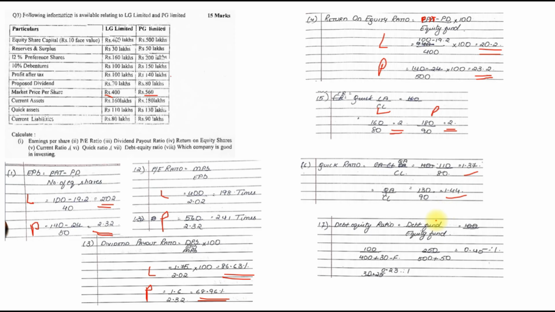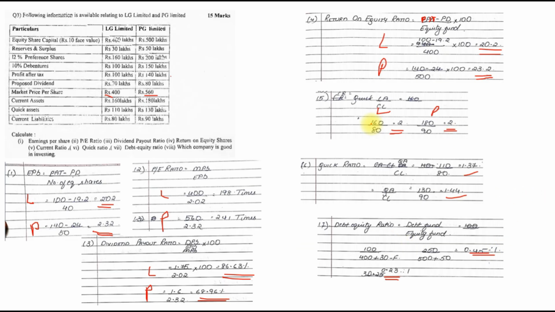Debt equity ratio is debt, which was debentures 100, upon equity fund, that is equity share plus reserve and surplus less fictitious if any. So 430 and 550. When you divide, again you get the values as 0.23 and 0.45. Okay, so this is how you had to solve the sum based on ratio analysis. Various ratios, just have to remember the formula and substitute the values in that formula.